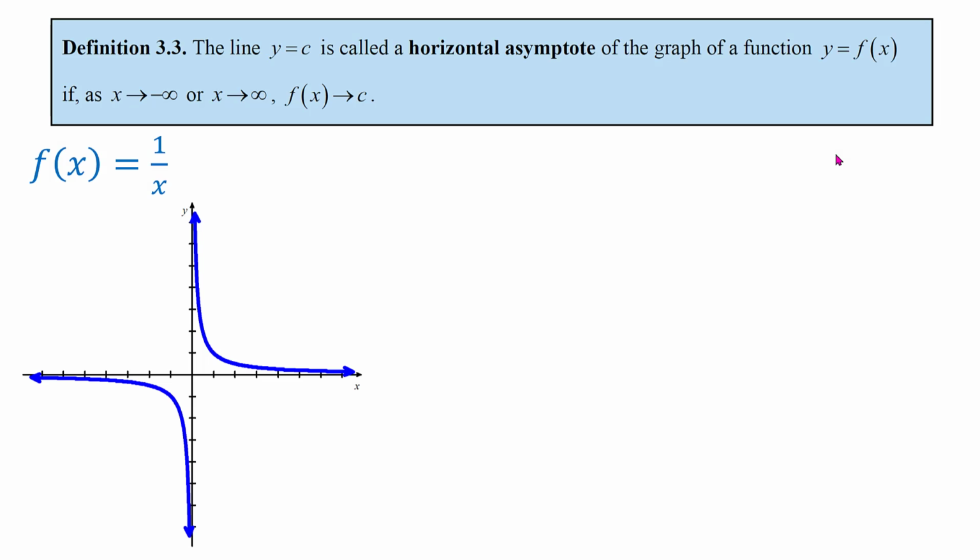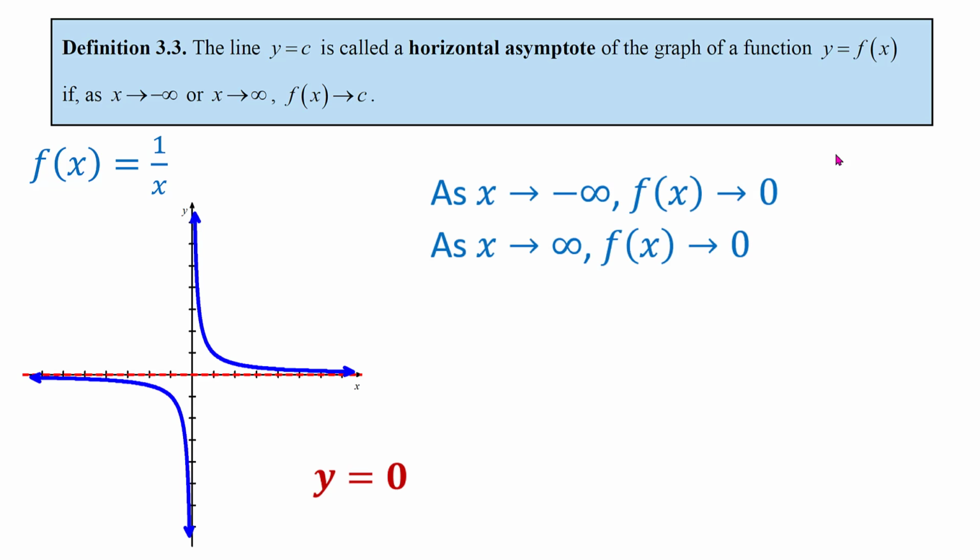The line y equals c is called a horizontal asymptote of the graph of a function y equals f of x if, as x approaches negative infinity or x approaches infinity, f of x approaches c. So we have the graph of our function y equals f of x here. Note that it has a horizontal asymptote of y equals 0.